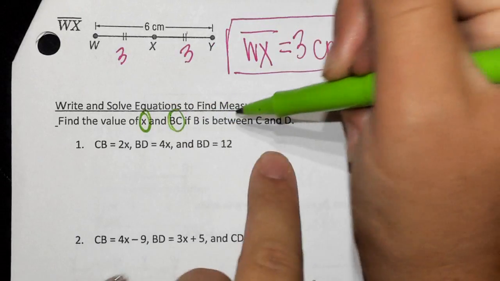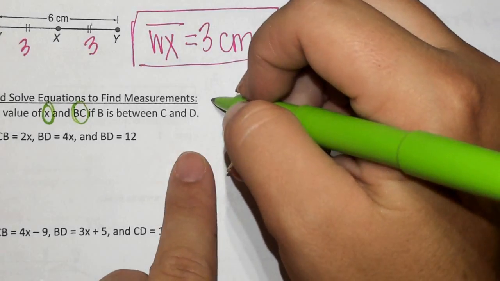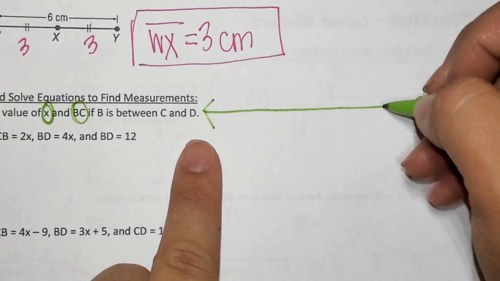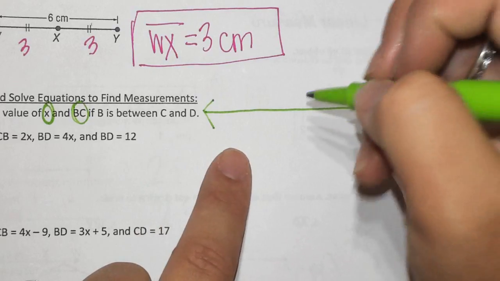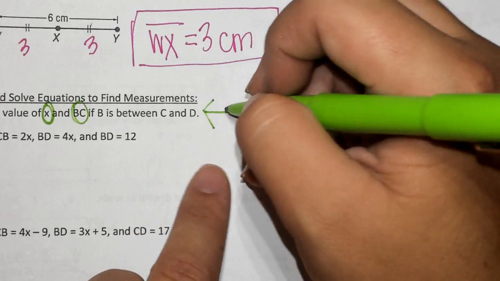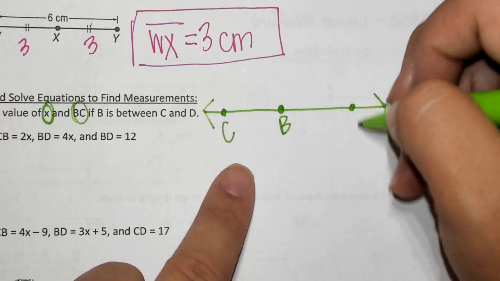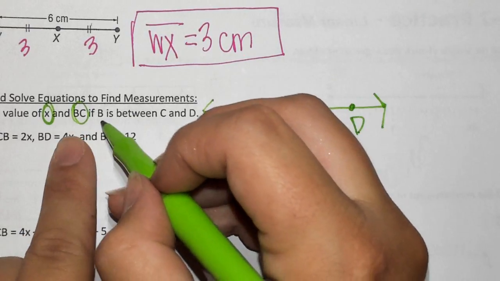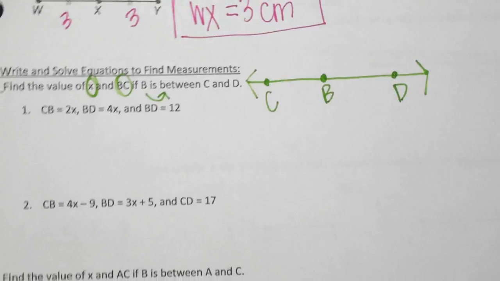If B is between C and D, so I need to draw a line. Which one's in the middle? B. Which means C and D are on the other side. So B's in the middle because it says B is between C and D. But you said between doesn't always mean middle. It doesn't mean middle, but it means in between them. Okay? Now, number 1.